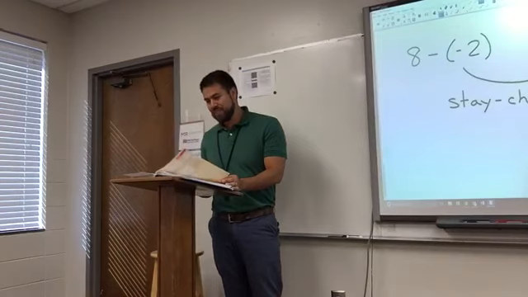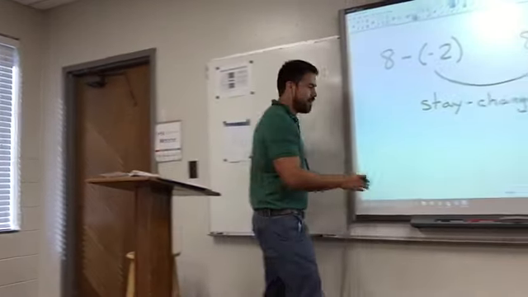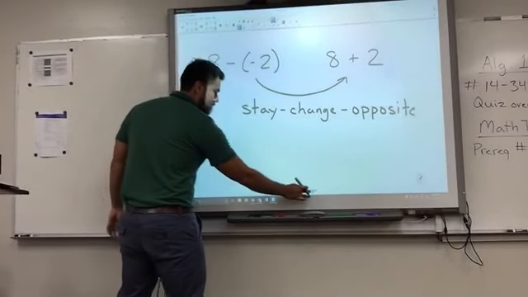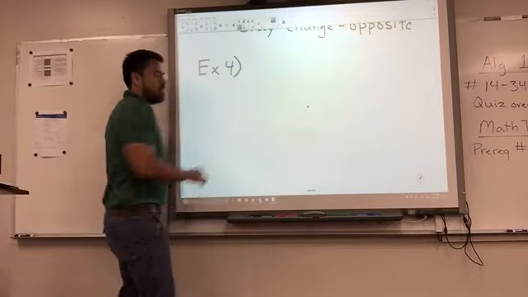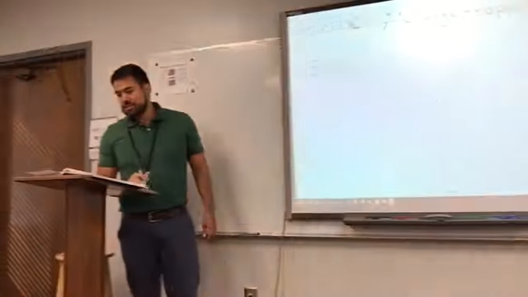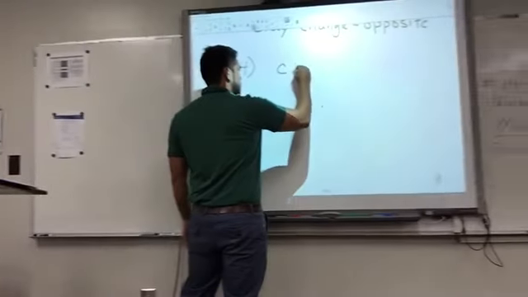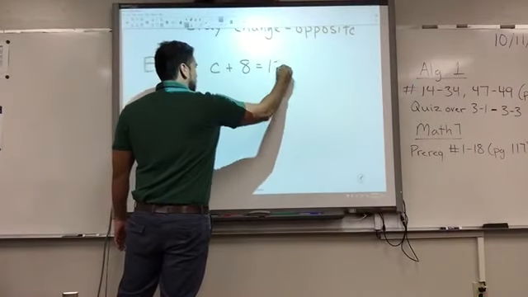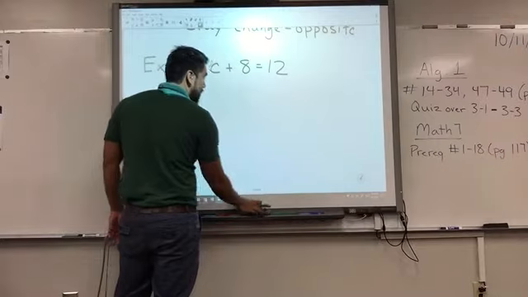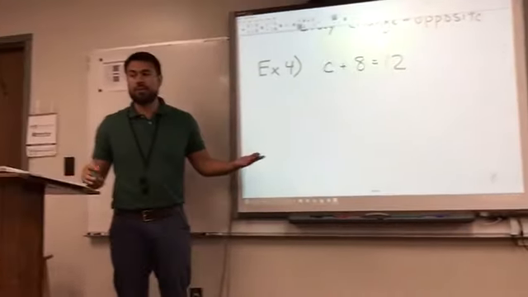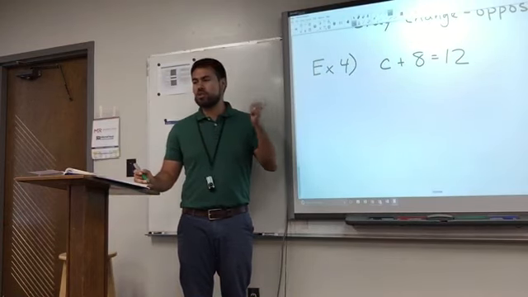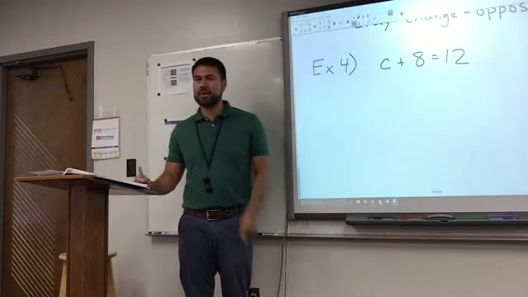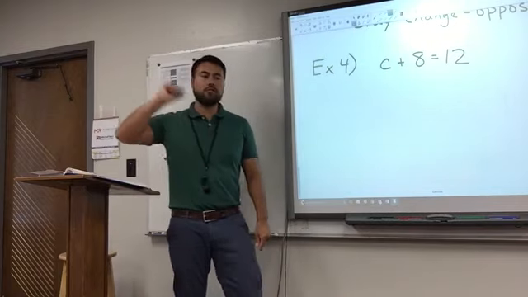Okay. Let's look at example number 4. Let's get a couple more easy ones, and then we'll get to those difficult ones. So example 4. C plus 8 equals 12. I'm not impressed if you can figure this out in your head. You should be able to do it in your head. What's going to impress me is if you can show it to me algebraically. Because you have to think of it a different way.